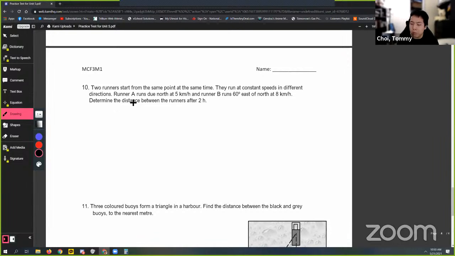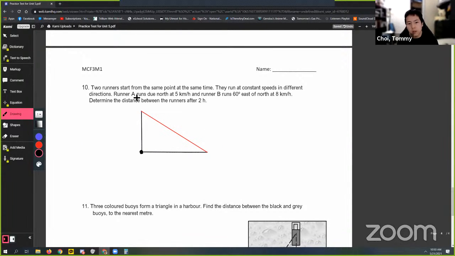Two runners start at the same point at the same time. They run at constant speeds in different directions. So we start at the same point. Runner A runs north at 5 kilometers per hour, and runner B runs east at 8 kilometers per hour. And then it says determine the distance between the two runners after 2 hours. So there's our triangle here.